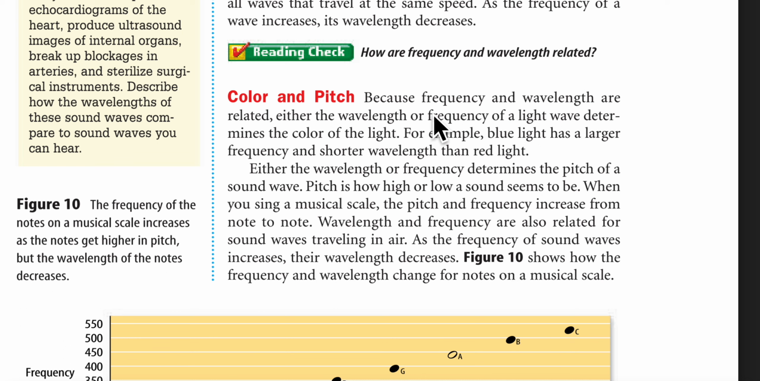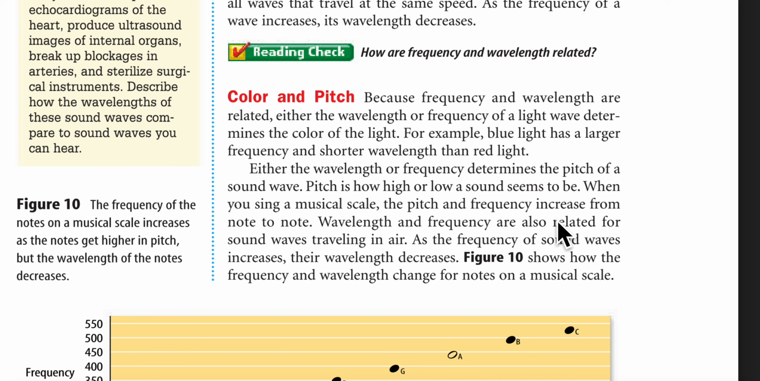Color and pitch. Because frequency and wavelength are related, either the wavelength or the frequency of the light wave determines the color of the light. For example, blue light has a larger frequency and a shorter wavelength than red light. Either the wavelength or the frequency determines the pitch of the sound wave. Pitch is how high or how low the sound seems to be. When you sing a musical scale, the pitch and frequency increase from note to note.